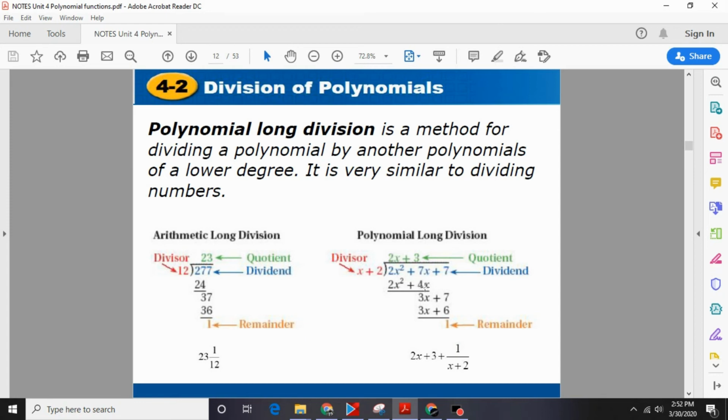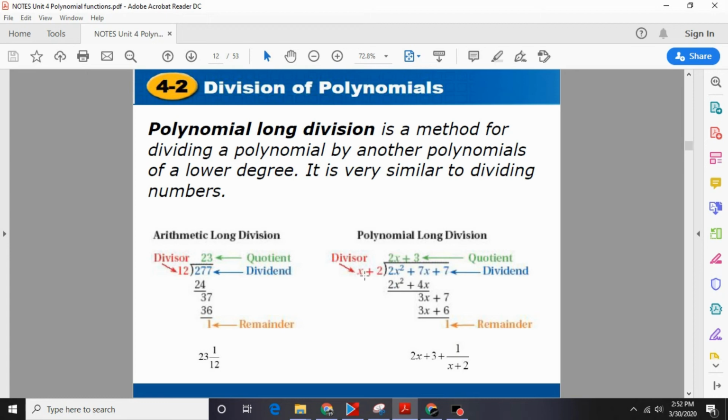But then you're going to subtract this value. You're going to subtract this entire value. The 2x squared cancel out and becomes 0. But then 7x minus 4x is 3x. And then you bring down the remainder of that dividend. And so then, again, you are ignoring this plus 2 for just a moment.